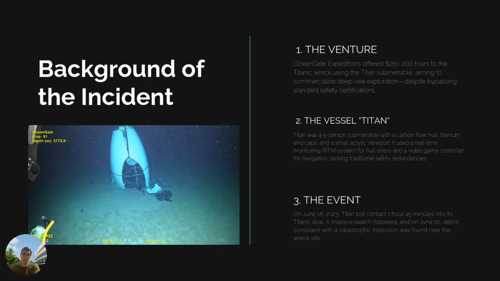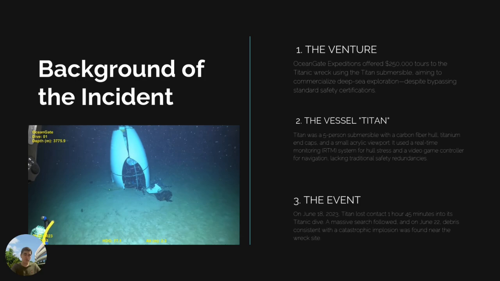Above all, many employees of the company raised red flags about these decisions, and they were let go. The sub also lacked basic tools like GPS monitoring and was piloted using a video game controller. On June 18th, 2023, Titan lost contact while diving to the Titanic. Four days later, debris was found, pointing to a fatal implosion.